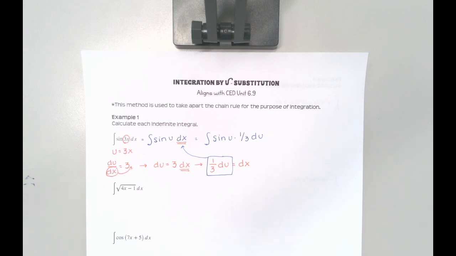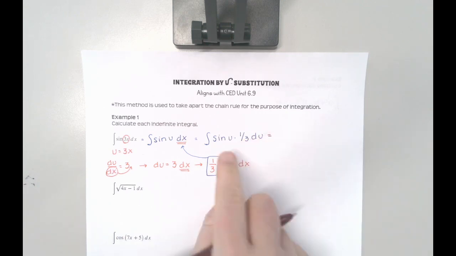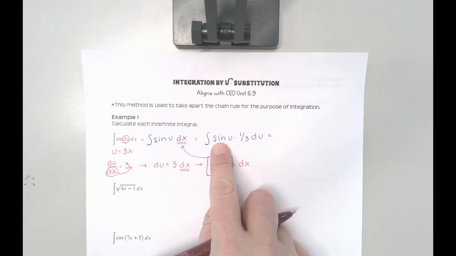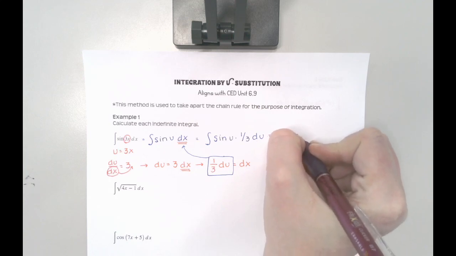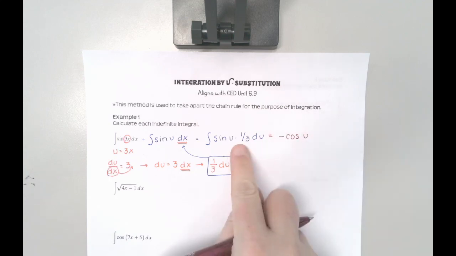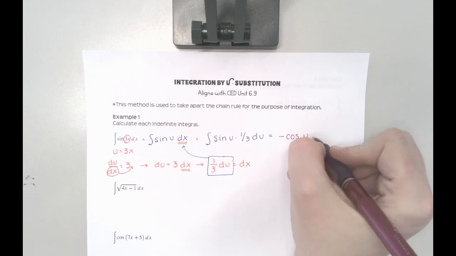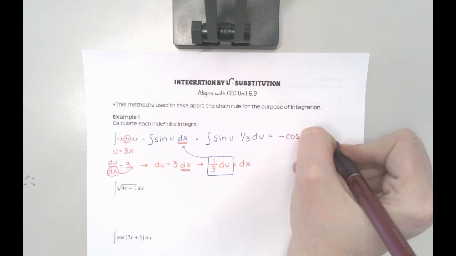Okay, so my antiderivative of sine, right? I'm thinking about the reverse derivative. That would be negative cosine. And if you're not sure about that, think about like the derivative of cosine is negative sine. So if I have a positive sign, then my original function must have been negative. So now I can say pretty confidently that this antiderivative is negative cosine of u. But I do still have a 1/3 here, right? So this is going to be times 1/3.